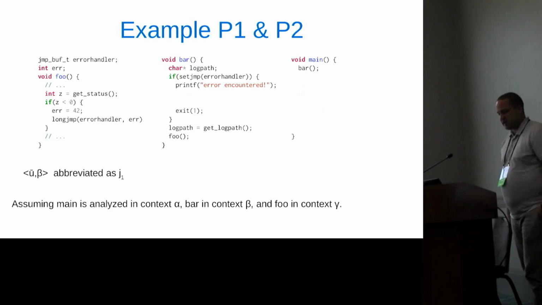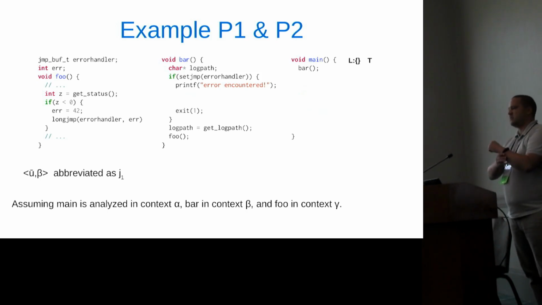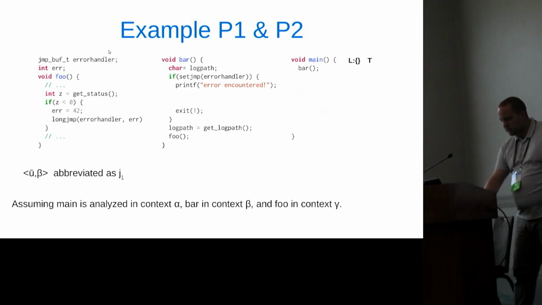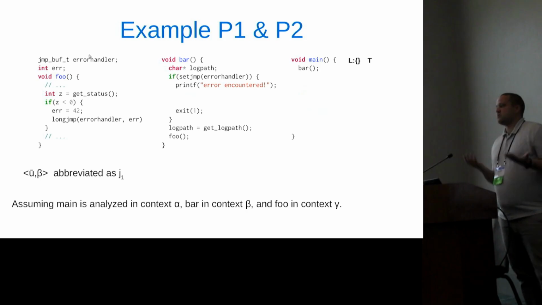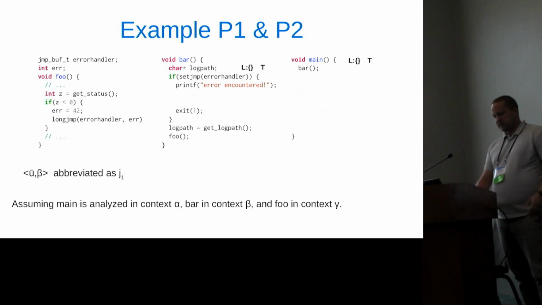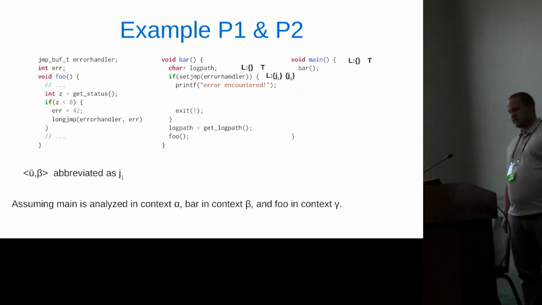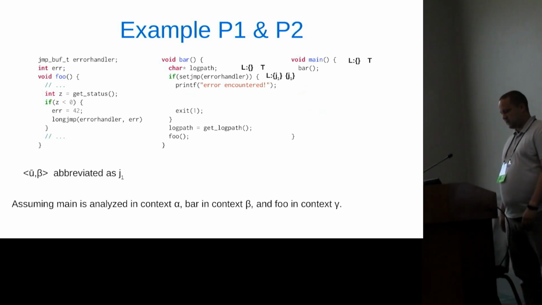Let's take a look at an example here. We are annotating this with L, the set of the legal jump targets, and the second component is the abstract value that we have for this variable error handler. First of all, we start out with no legal jump targets, then we go into bar, and it stays the same. At this point, we actually do the set jump, so we add this element u bar and beta to L. And also the value of this error handler is now this element J1.